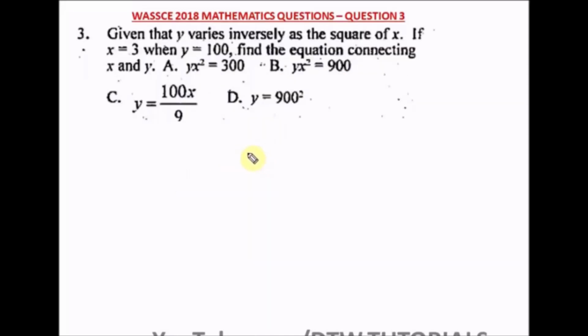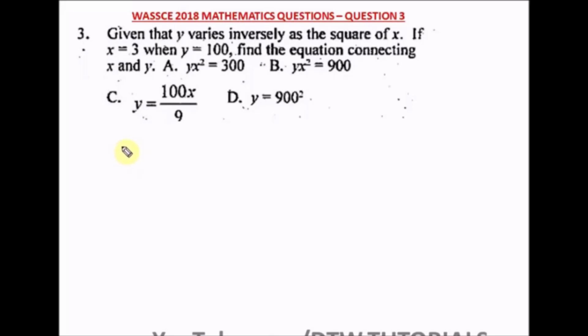Question 3 of the WAEC 2018 Mathematics Past Question, that's your WAEC 2018 exams. It says, given that y varies inversely as the square of x. Let's write this down. This is variation. If you've forgotten your variation, you can check the DTW channel. There's a video on introduction of variation and also past question solve.